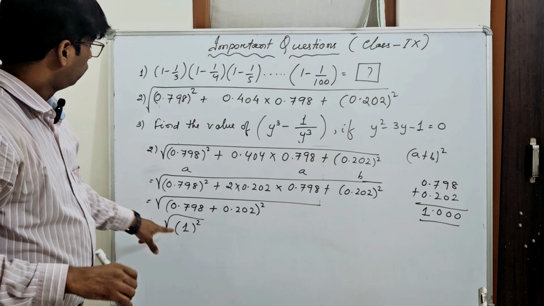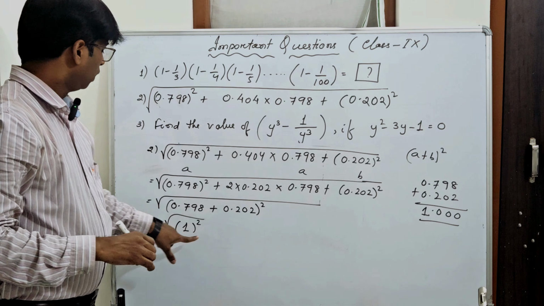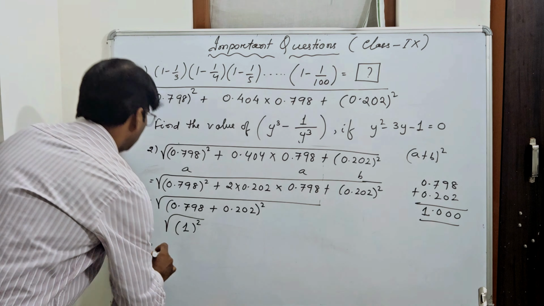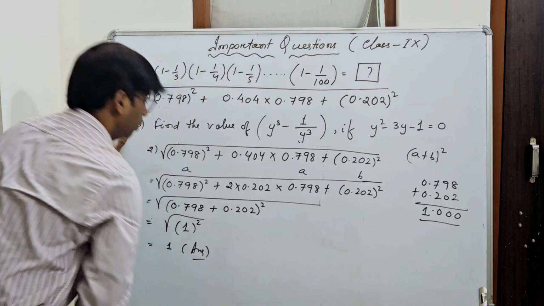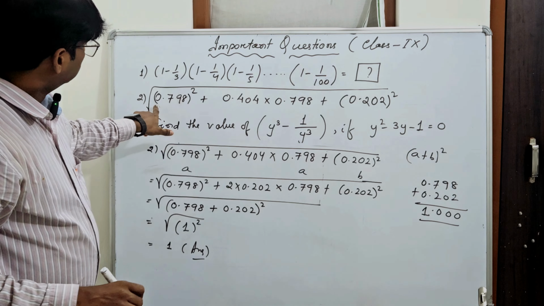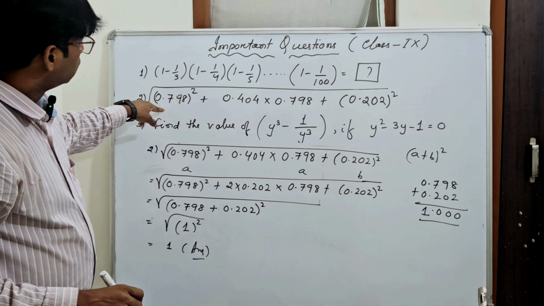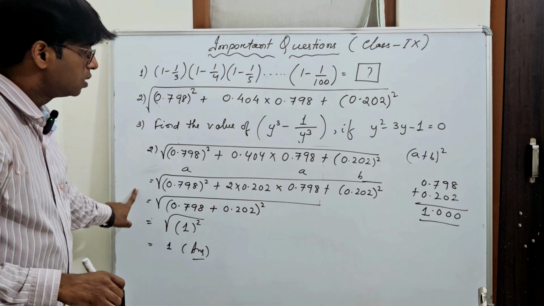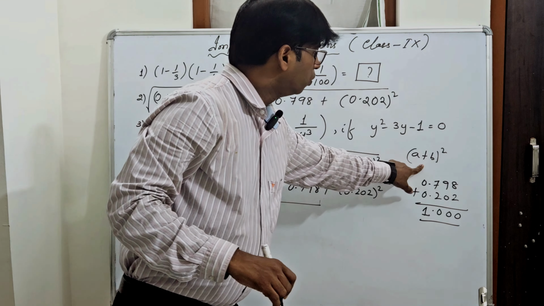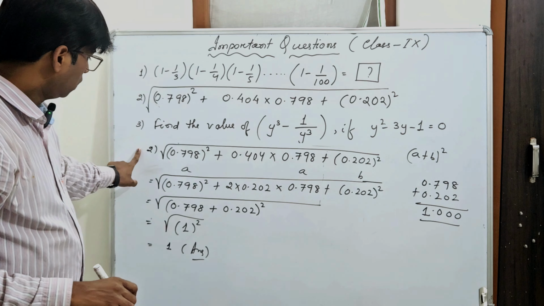Then obviously 1 square is 1. The square root of 1 is again 1. So you see the answer becomes 1. Question 2 looks too complicated, but the answer is 1. Using a special identity, the A plus B whole square identity, I could solve this.